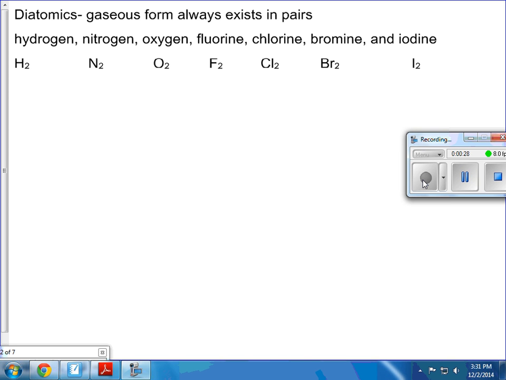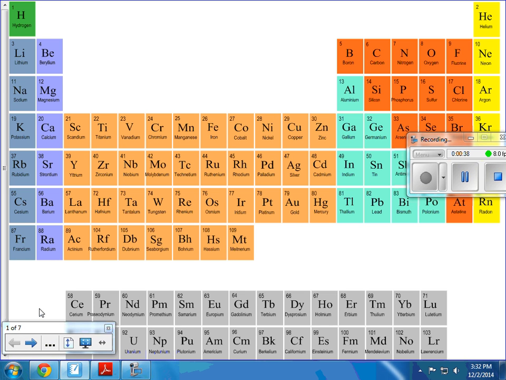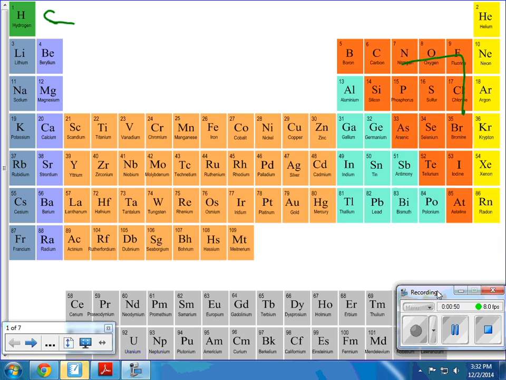There are 7 of them, and if you look on a periodic table, it actually makes a number 7 when you label them. So we have hydrogen, nitrogen, oxygen, fluorine, chlorine, bromine, and iodine. So it makes a number 7. And don't forget about hydrogen over there in the corner.